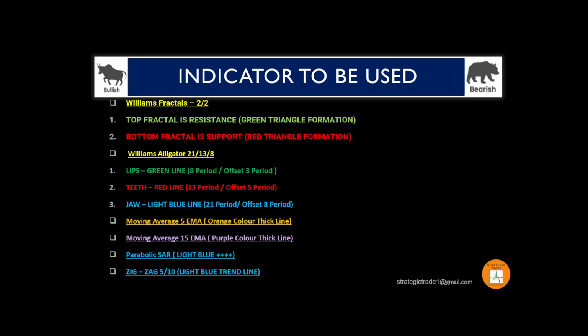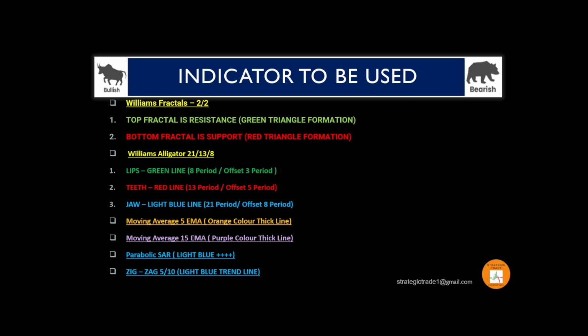And we are also going to use the Williams Alligator. The Williams Alligator has the lips, teeth and jaw, three lines. The first line, the lip, is an 8 period moving average with an offset of 3 periods. We use the default setting only. We are not going to change anything.